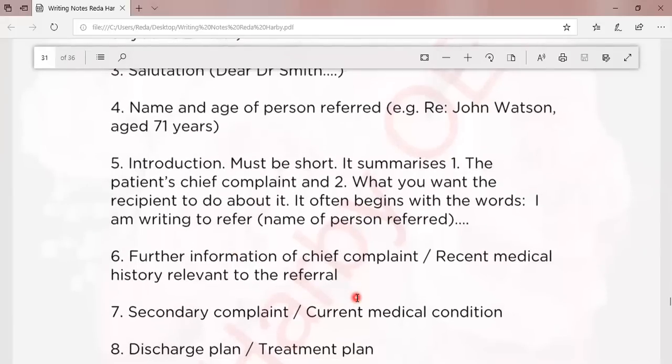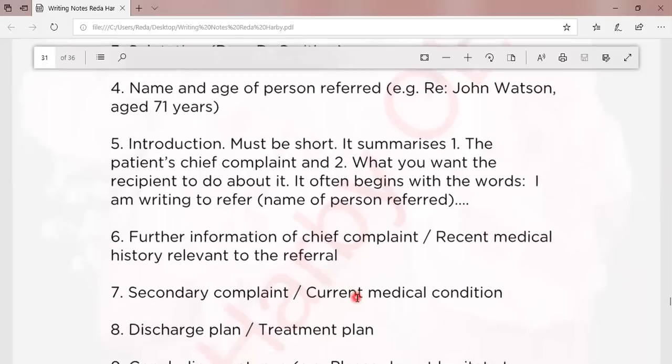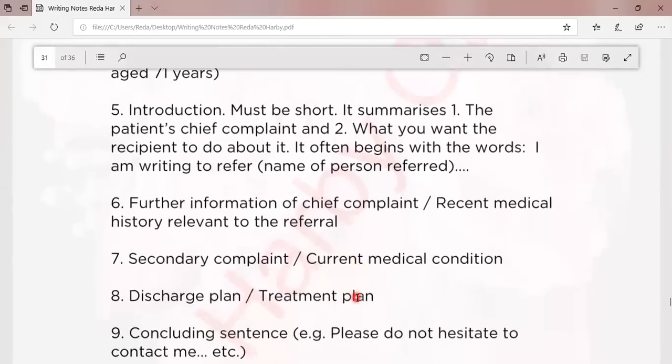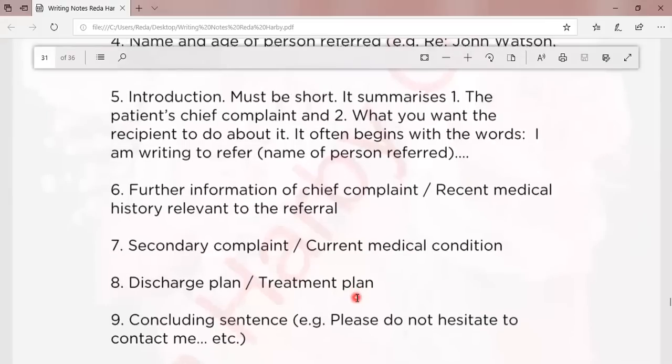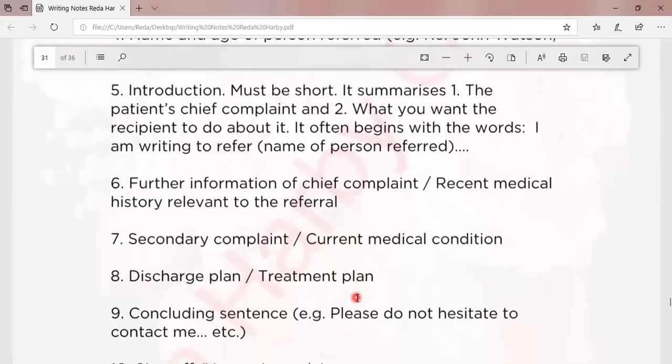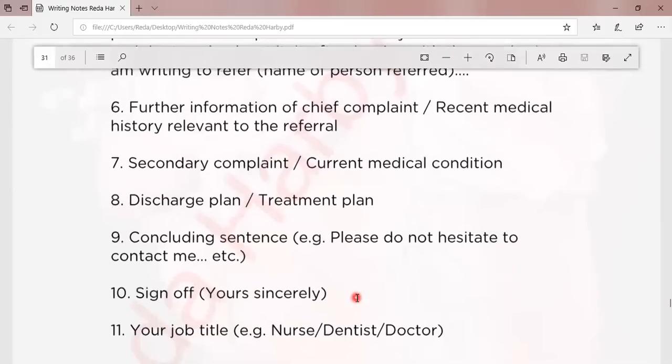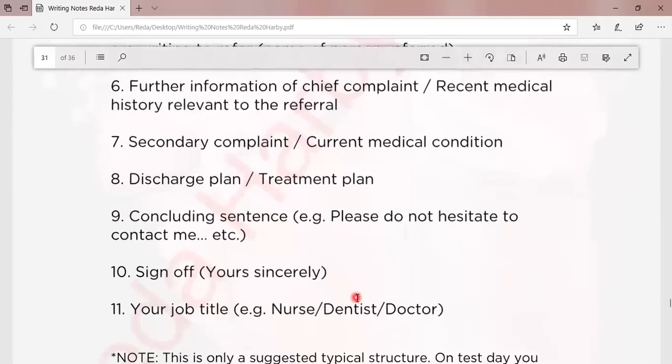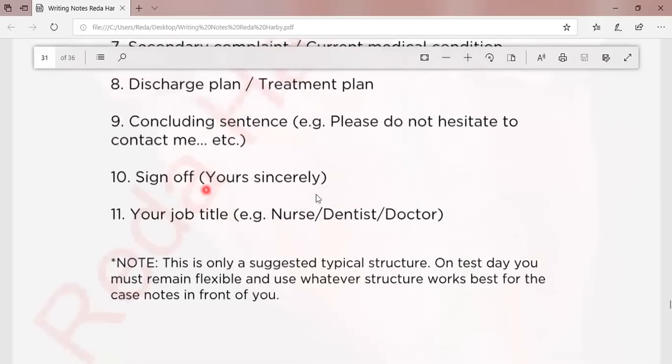or chronological, like the first visit initially, and then the secondary visit, or second visit, and why you want to refer, like discharge plan and treatment plan. And please do not hesitate to contact me. This is the conclusion. And yours sincerely, doctor.